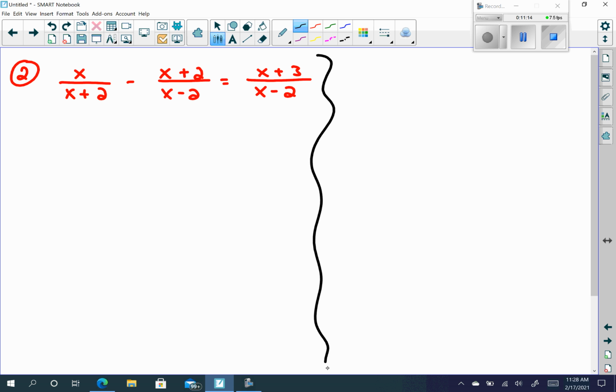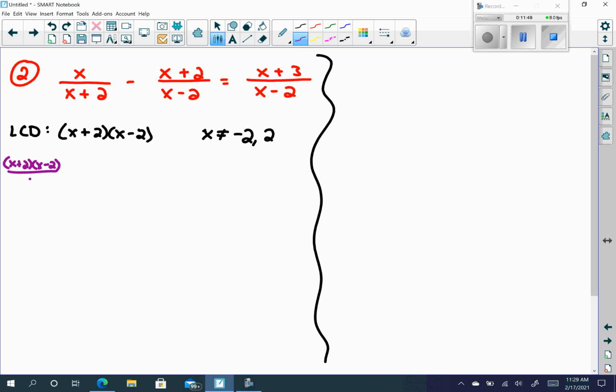All right, so first let's determine the LCD. Here we have binomials. There's nothing to factor, so the LCD is both of these, x plus 2 and x minus 2. I do have restrictions. This first x cannot equal a negative 2. The second x cannot equal a positive 2, and then this one over here as well. So what I'm first going to do is multiply everything throughout by the LCD of x plus 2, x minus 2.